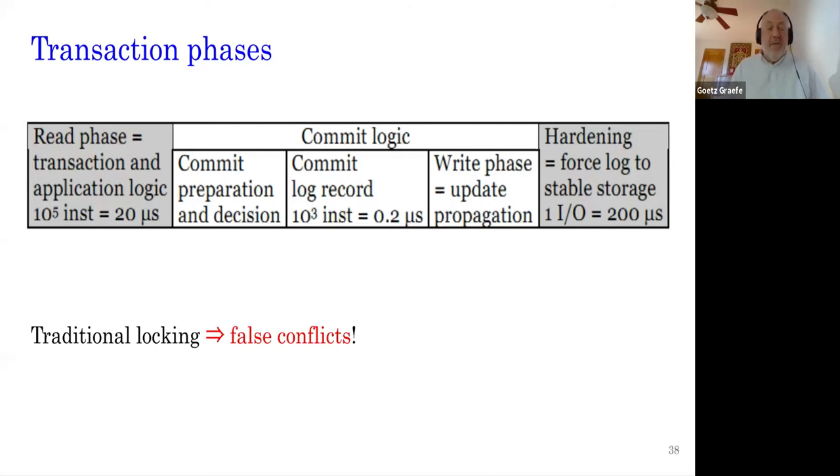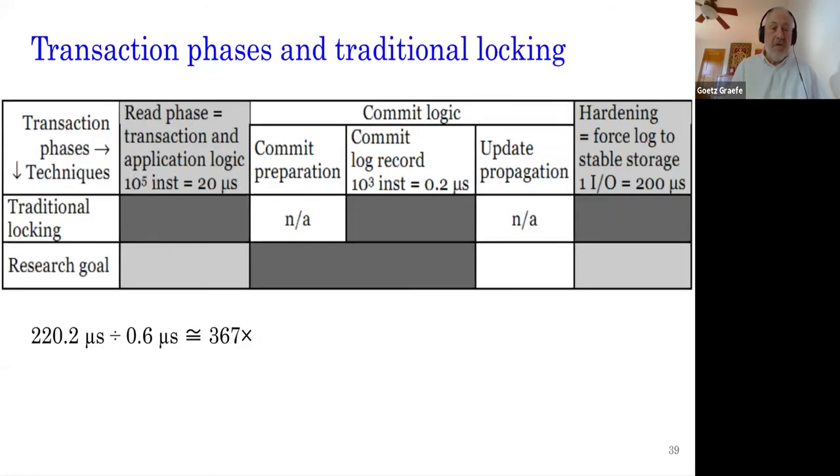And we'll see in a moment that traditional locking and lock acquisition and release logic leads to many false conflicts that we can get rid of. In traditional locking, we acquire the locks, shared and exclusive locks, during the read phase, and we release them after the transaction is complete, meaning after the hardening phase is complete. What we want is basically no locks or only shared locks during both of those long-running phases, so that we have strict exclusive locks only during a short commit logic.